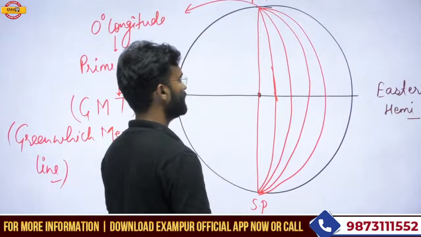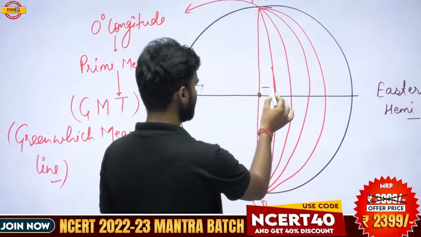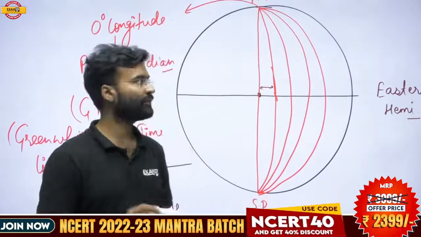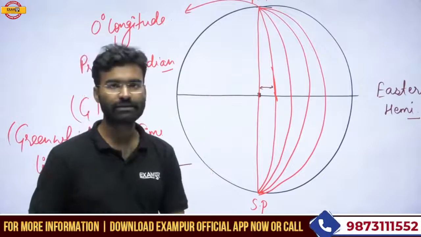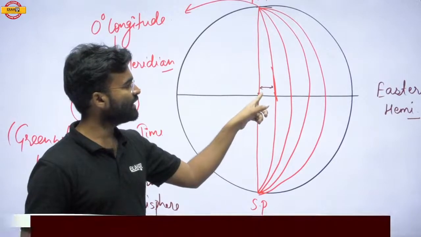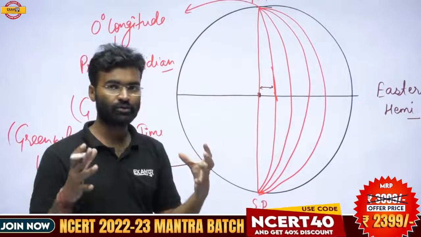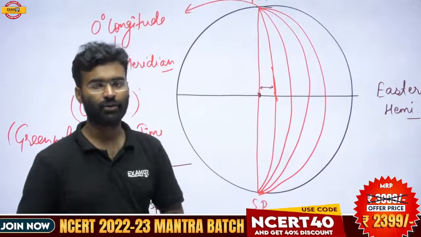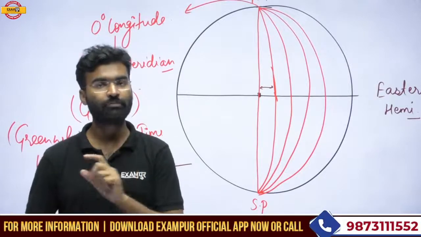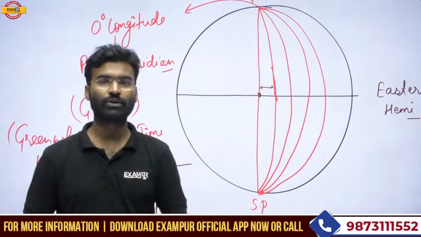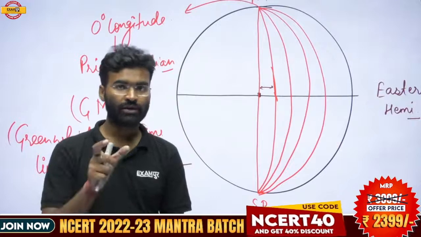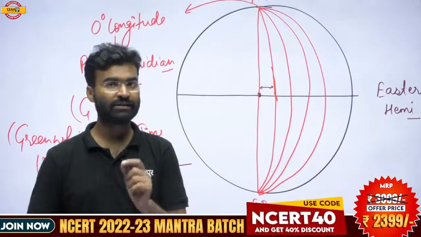But look here, if you observe, the distance between the longitudes does not remain the same. In the case of the latitude, the distance always remains the same. But in the case of the longitude, the distance does not remain the same. The distance is in a varying condition. When you move from the equator toward the pole, the distance between two consecutive longitudes decreases. That is why they are not parallel lines. The maximum distance between two longitudes is on the equator, and the minimum distance is at the pole.